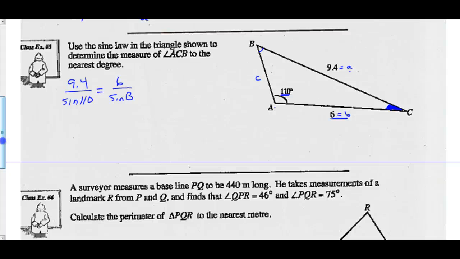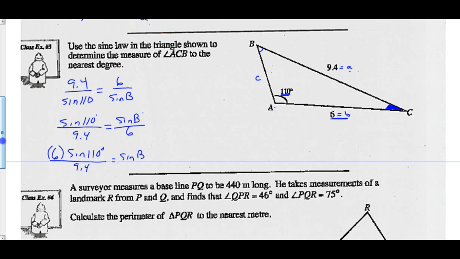So we could change our sine law around, and there's nothing wrong with doing that, and we could rewrite it as the sine of 110 degrees over 9.4 is equal to the sine of angle B over 6. If I rewrite my sine law, then to solve for angle B is a little simpler. I simply multiply both sides by 6. 6 times the sine of 110 divided by 9.4 will give me the sine of angle B.